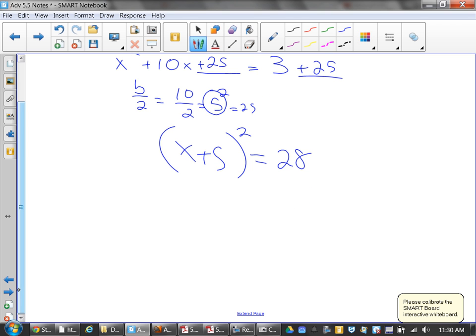Now, this looks like a problem you've done 2 days ago. What do you do first? Square root it. What happens when you take a square root over an equal sign? Plus or minus.